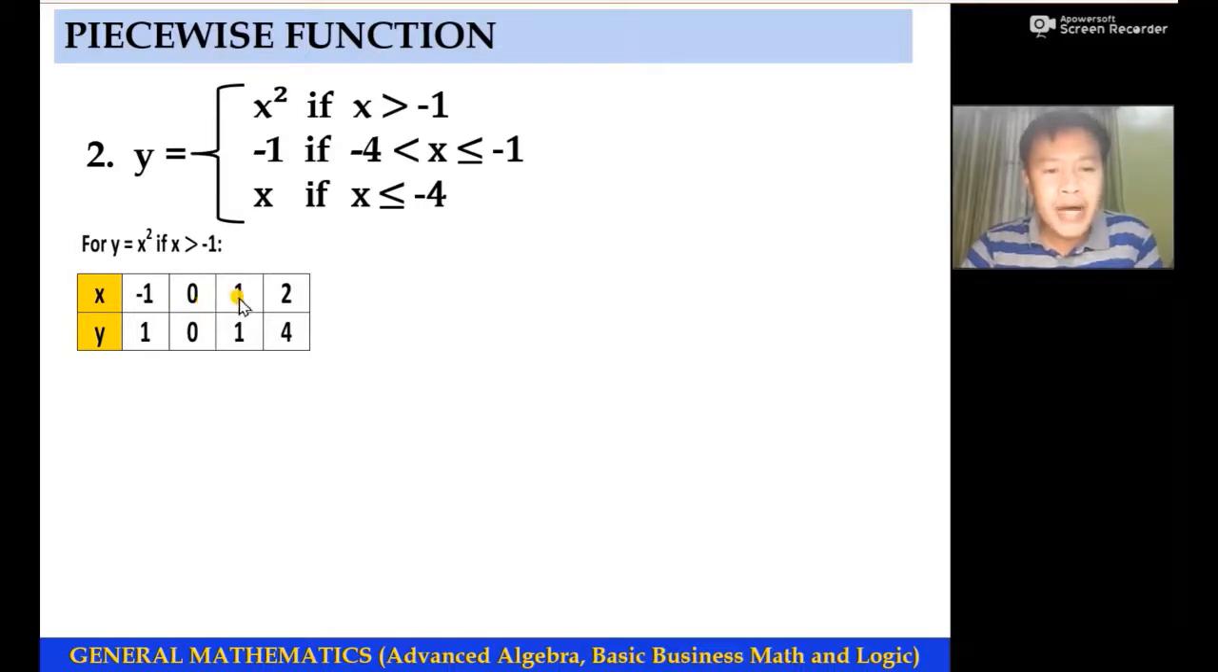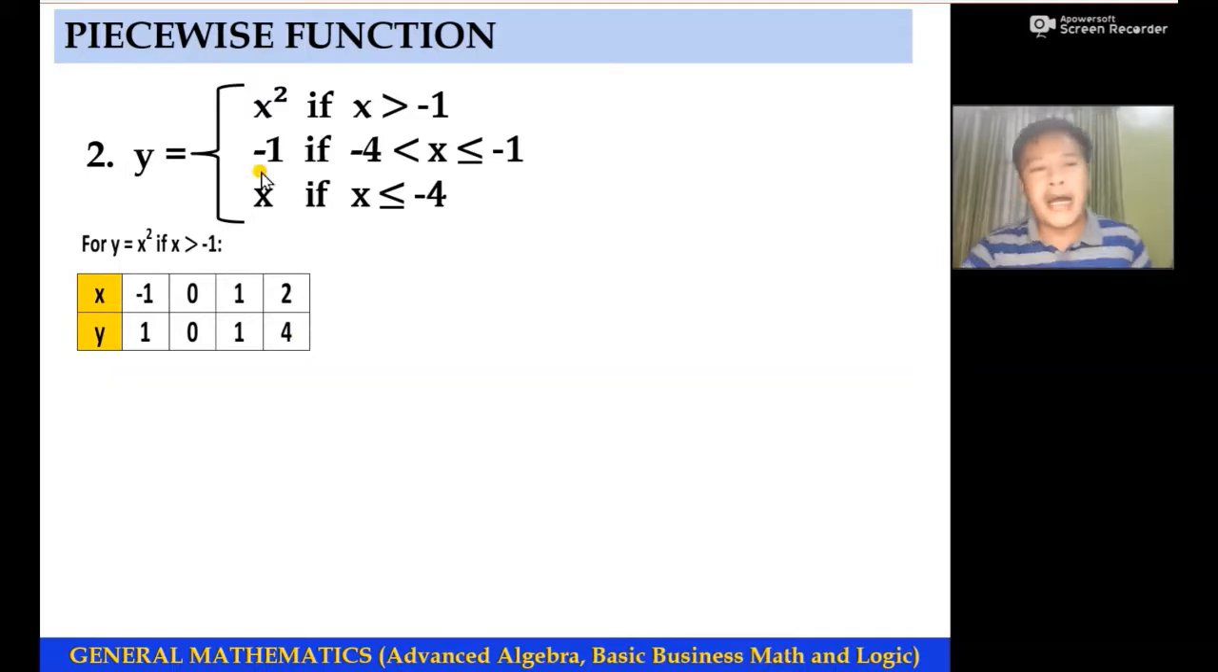Then 0 plus 1 is 1. Then 1 plus 1 is equal to 2. Then we are going to solve. If x is equal to -1, -1 times -1 is equal to +1. If x is equal to 0, 0 times 0 is equal to 0. If x is equal to 1, 1 times 1 is equal to 1. If x is equal to 2, 2 times 2 is equal to 4 because our exponent here is 2.